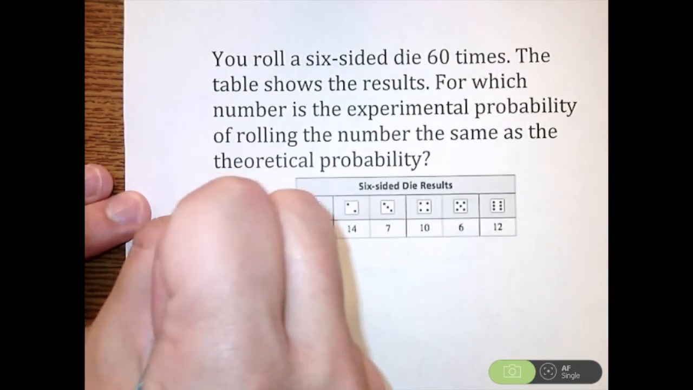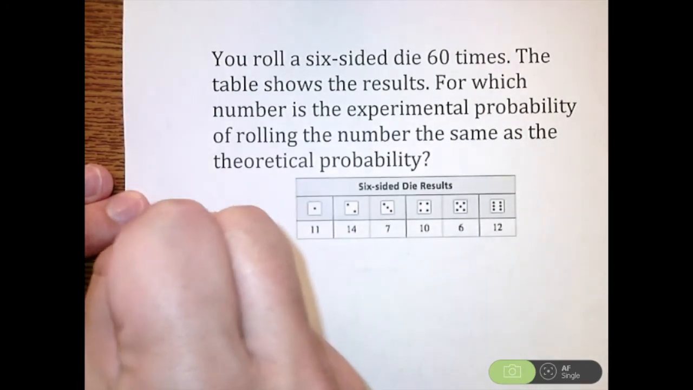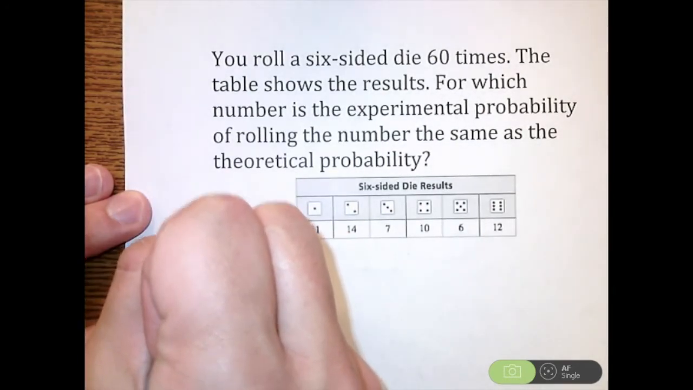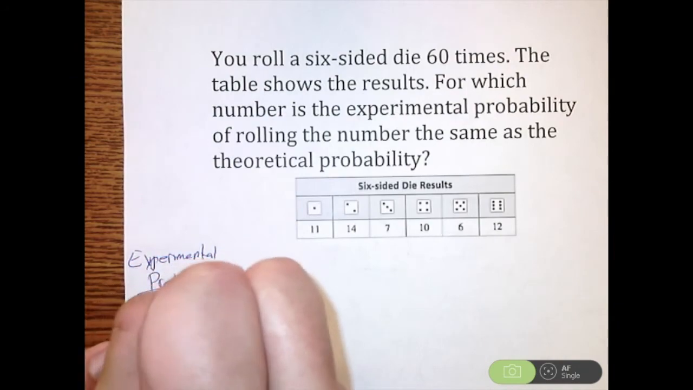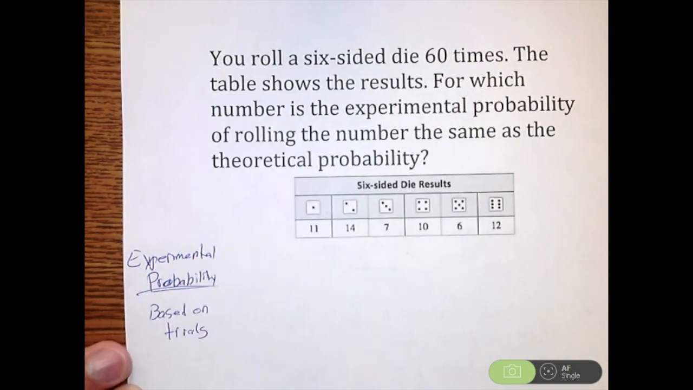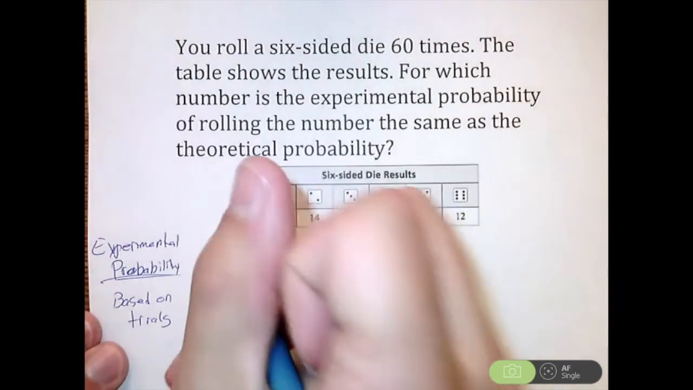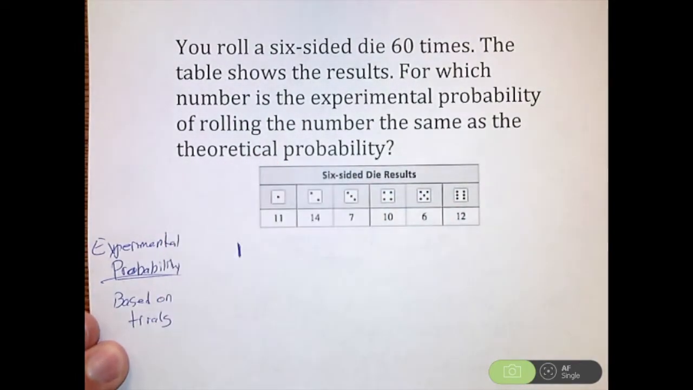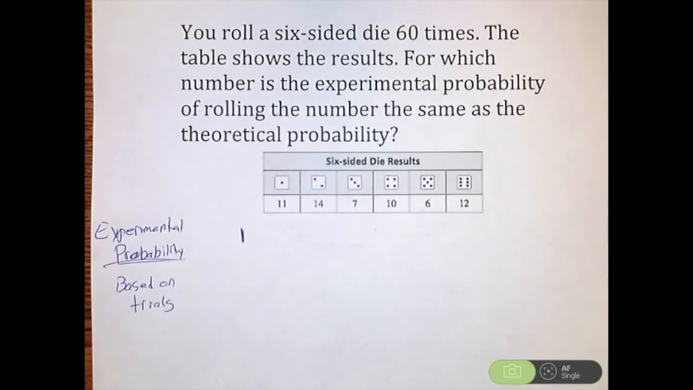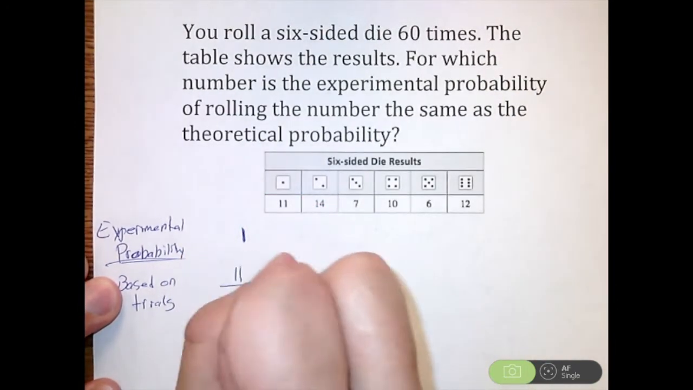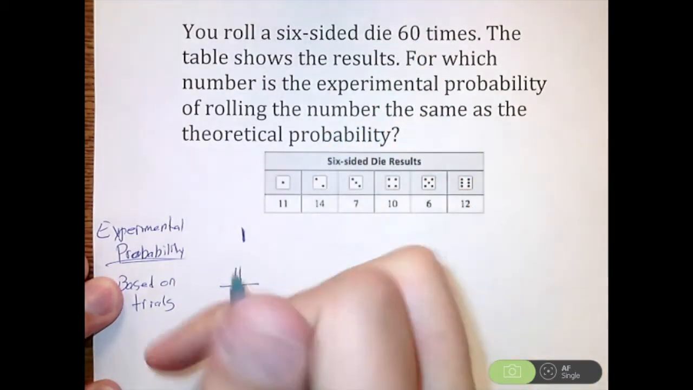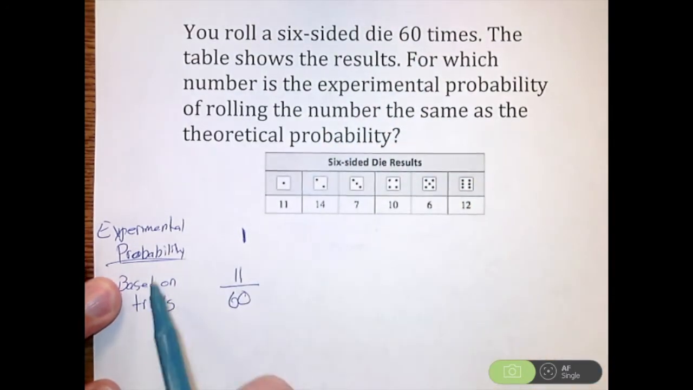So we're dealing with this idea of experimental probability. Now what that is, it's entirely based on trials, based on what happened. So let's look at it. If I rolled a 1, how did that play out? Well, it happened 11 times out of a total of 60 times. So the experimental probability, based on trials, is 11 out of 60.